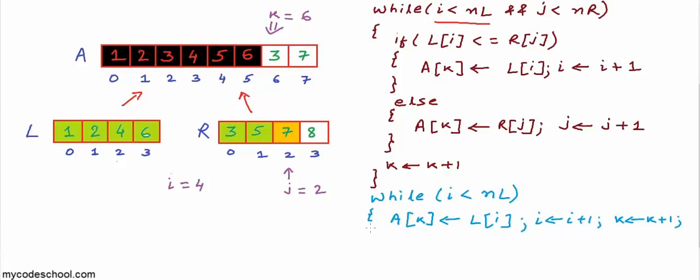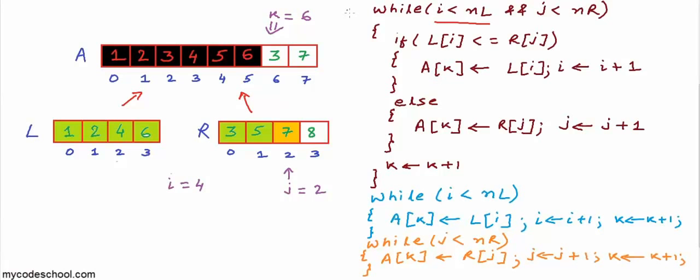I'm short of space here, so I'm writing multiple statements in the same line. And similarly, we will write a while loop like: while j is less than the number of elements in R, we can fill in A[k] with R[j], and this time j and k will be incremented. Once we are out of this first while loop, only one of these two while loops will execute, because only one of the sublists or subarrays will have leftovers. For this particular example, this third while loop will execute because the right subarray has leftovers, so we will fill up all the remaining positions. And finally we will have a sorted arrangement in A.